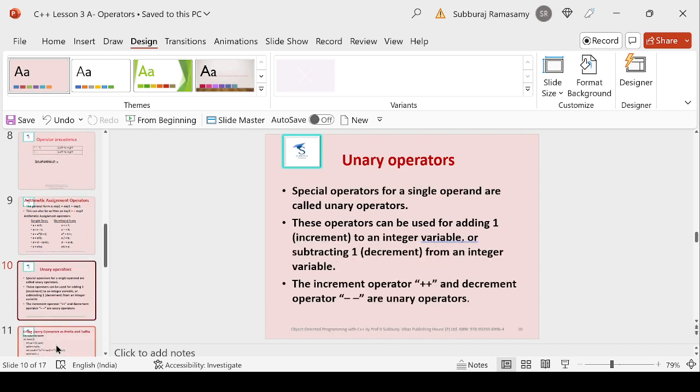There are unary operators derived from this. The special operators for a single operand are called unary operators. These operators can be used for incrementing an integer variable by one or decrementing it by one. Like x plus plus. X is 5, x plus plus will be 6, and x minus minus will be 4. The increment operator plus plus and decrement operator minus minus are unary operators.